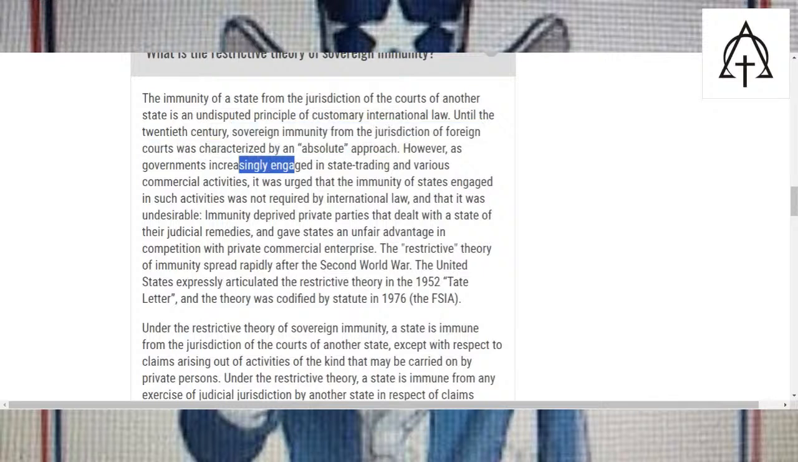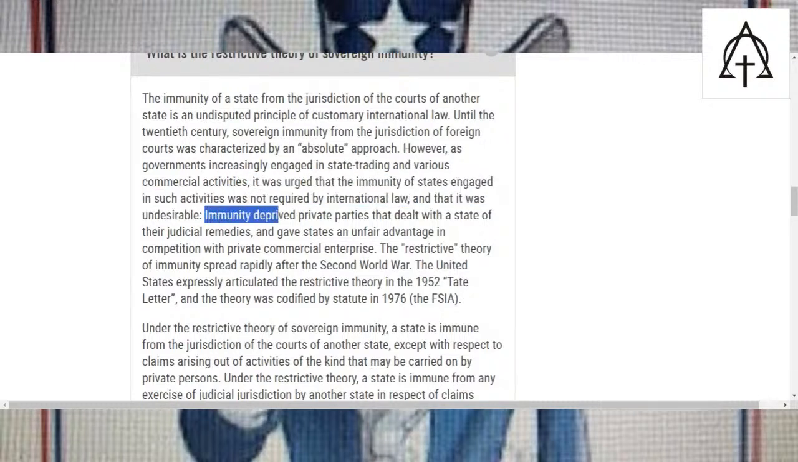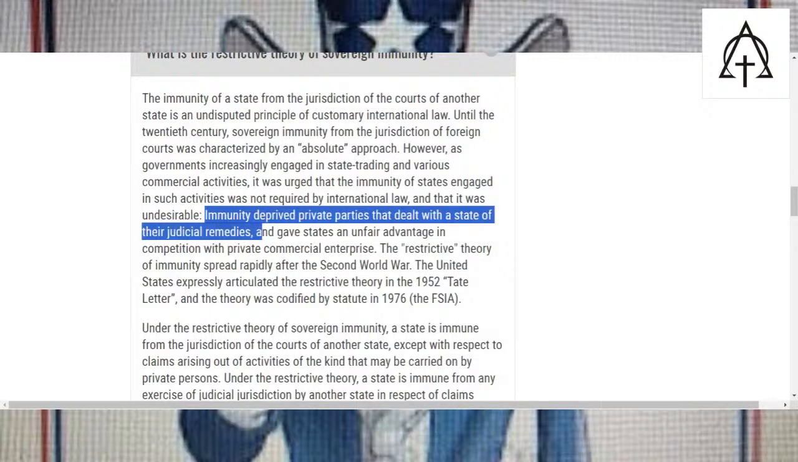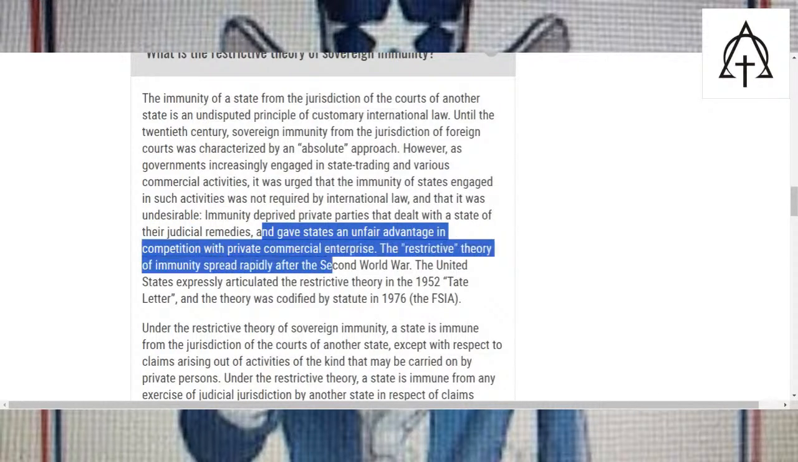However, as governments increasingly engage in state trading and various commercial activities, it was urged that the immunity of states engaged in such activities was not required by international law, and that it was undesirable. Immunity deprived private parties that dealt with the state of their judicial remedies and gave states an unfair advantage in competition with private commercial enterprise.